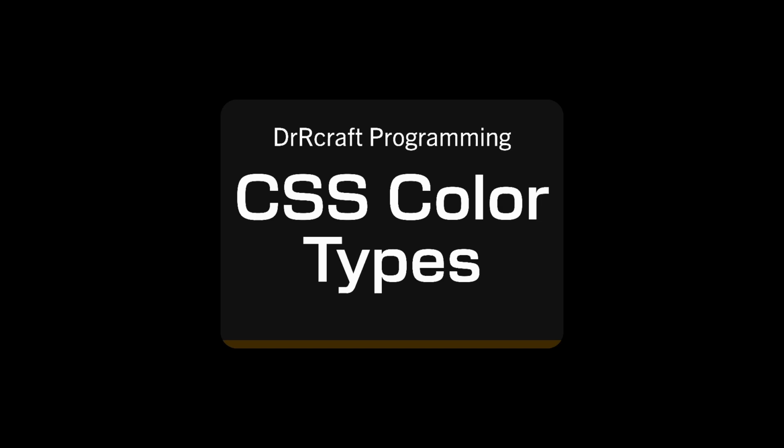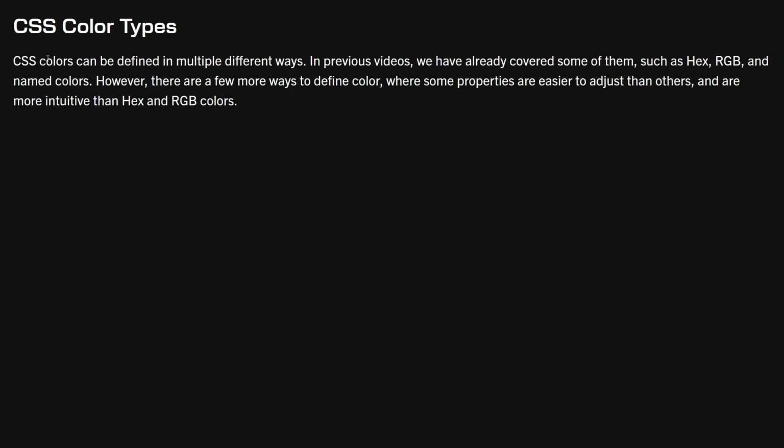Welcome to the DrRcraft CSS color types tutorial. CSS colors can be defined in multiple different ways. In previous videos, we've already covered some of them, such as hex, RGB, and name colors. However, there are a few more ways to define color, where some properties are easier to adjust than others, and are more intuitive than hex and RGB colors.